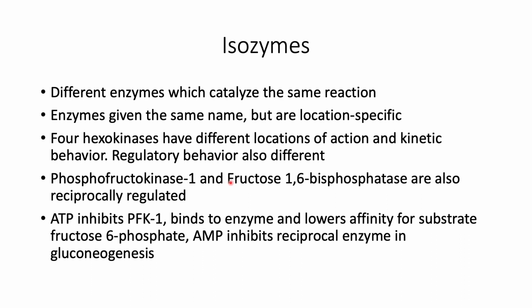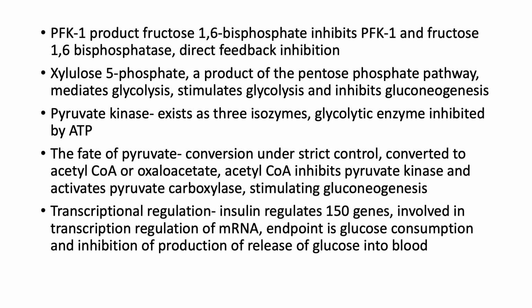Fructokinase 1 and fructose 1,6-diphosphatase are also reciprocally regulated. ATP inhibits PFK1. It binds to the enzyme and lowers affinity for the substrate fructose 6-phosphate. AMP inhibits the reciprocal enzyme in gluconeogenesis. So they are opposing actions here, ATP inhibiting PFK and AMP inhibiting the phosphatase enzyme, which is involved in gluconeogenesis.